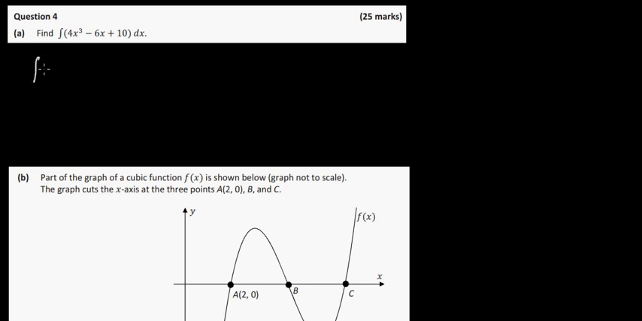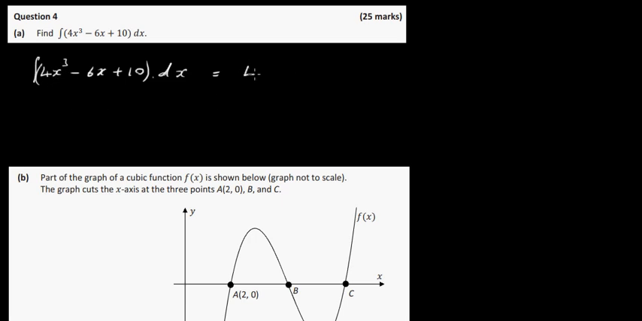We want to find the integral of 4x cubed minus 6x plus 10, and we are integrating with respect to x. All we've got to do is take each individual term and integrate it, and then don't forget the constant of integration, the c, at the end. Our rule here is to increase the power by 1 and divide by the power.